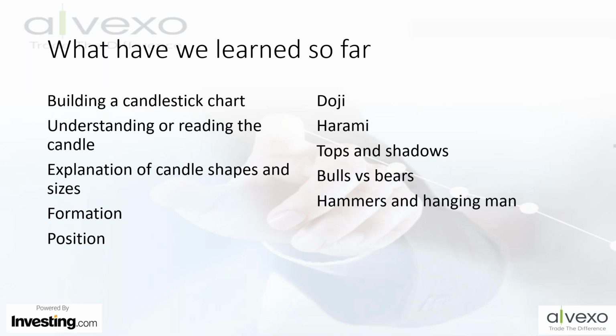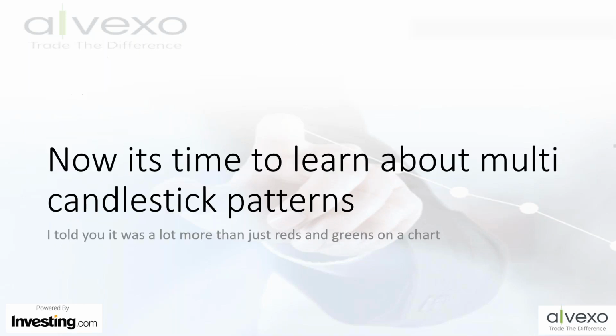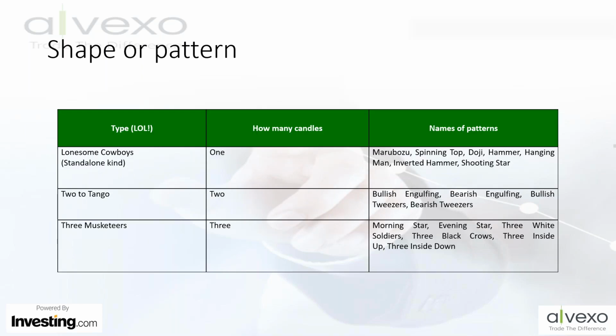So what have we learned so far? We talked about building a candlestick on a chart. We've understood and read a candlestick: the explanation of the size and shapes, the formation, the position. We've talked about dojis, haramis, tops and shadows, bulls and bears, hammers and a hanging man. That's a lot of stuff we've talked about in the last 20, 25 minutes. Now it's time to learn also about multi-candlestick patterns, because as I told you, it's a lot more than just reds and greens on a chart.